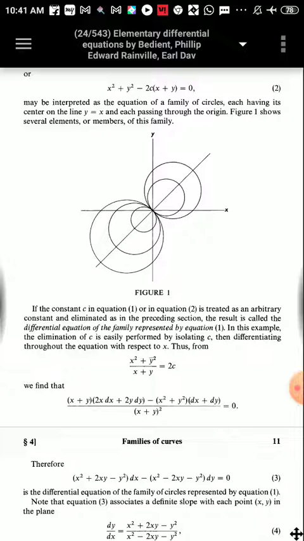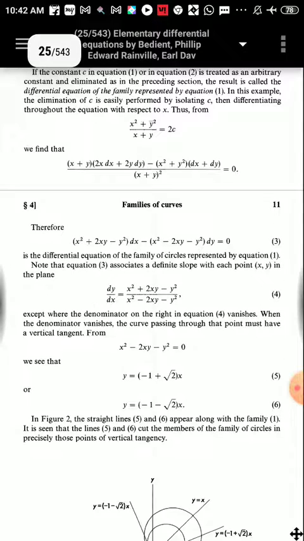Note that equation 3 associates a definite slope with each point (x, y) in the plane. So plane is given here. Okay.